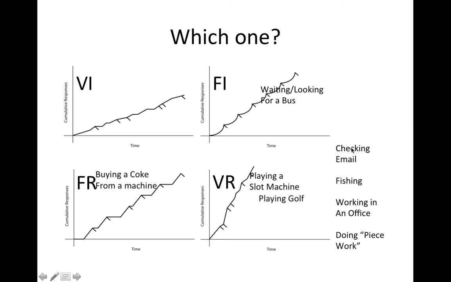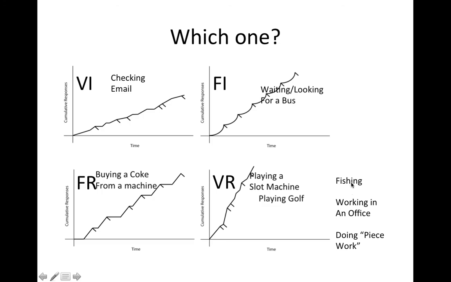Checking your email, though. Every time I check my email, I don't always get an email. There's not always an email in my box. If I do it faster, do I get more email? No, this is a time-dependent schedule, but it's a variable time-dependent, or variable interval, schedule. I believe checking email is maintained on a VI schedule.